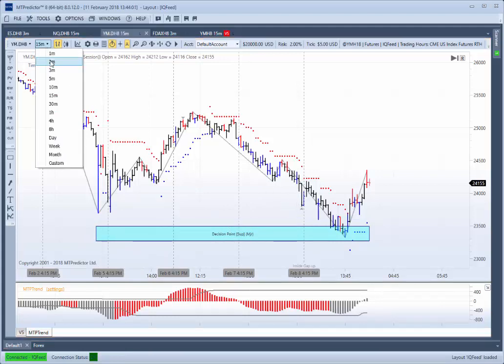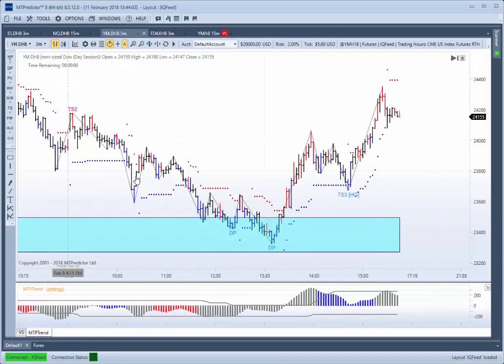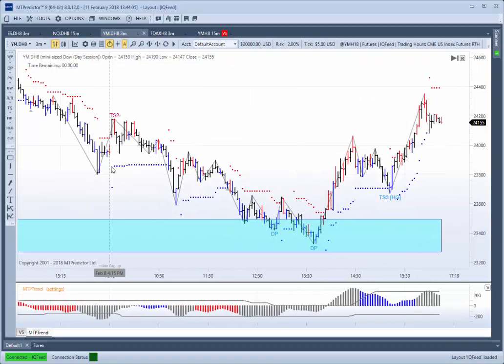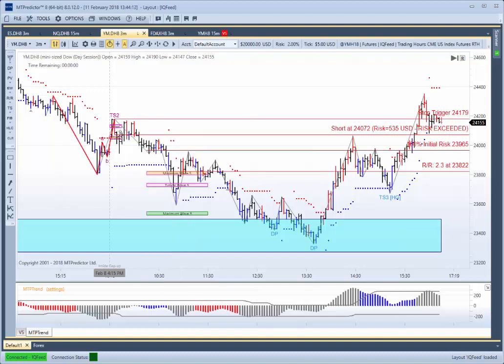So if I come back to the 3-minute chart, let's have a look at this TS2 sell earlier in the day. This was on a black MTP trend, and as you can see, the market had not reached this support zone here. So this would have been a good one to take, whereas it wasn't in the ES. That would have been a nice 2.3R profit, and that would have more than made up for the 1R loss we had on the ES.